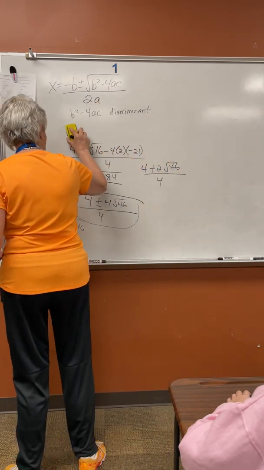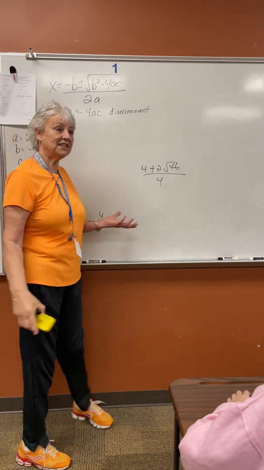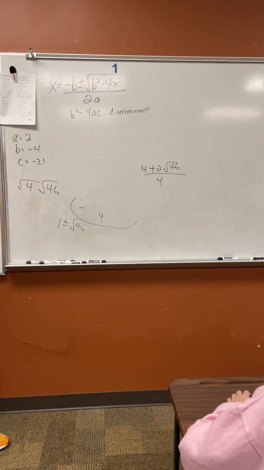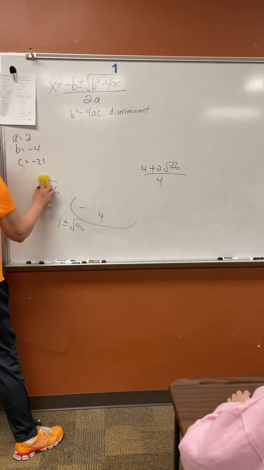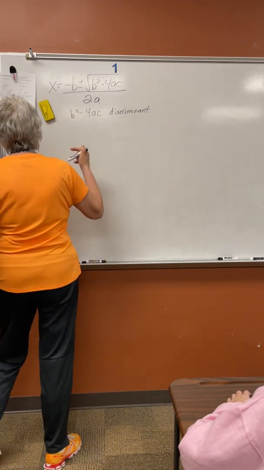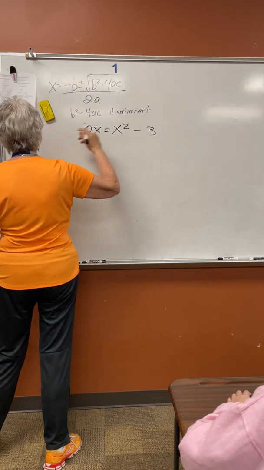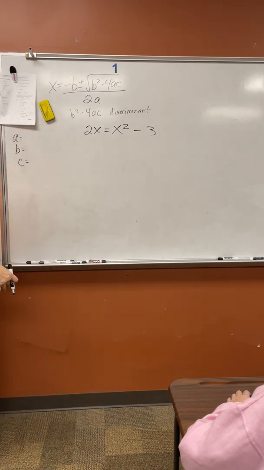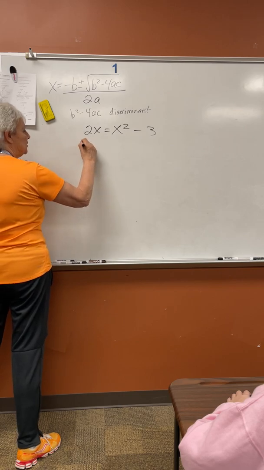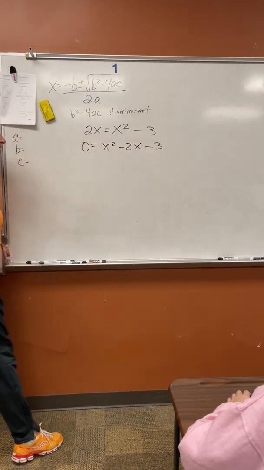How would you graph that? Well, you can't. You could graph it to the nearest hundredth. This would be 6 point something. You're not going to be graphing these. You're just finding the answers now. All right, let's take 2x equals x squared minus 3. What should I do? Yes, you have to have it in standard form first. I would put 0 equals x squared minus 2x minus 3. Can you factor it?